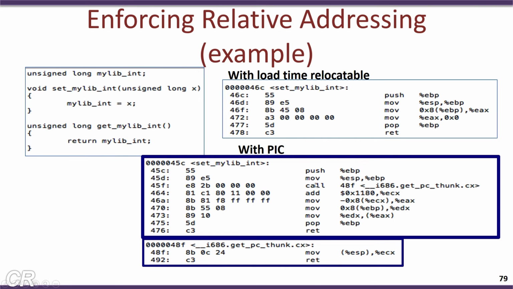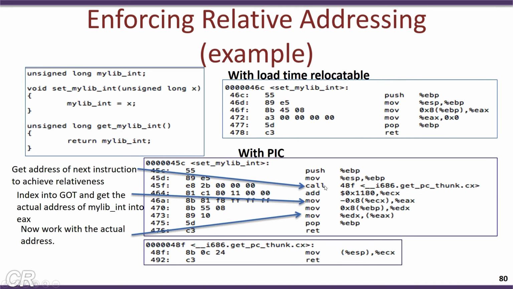What we see is that additionally there is a call to some function called i686 get pc thunk, and additionally there are certain other changes as well. So, let us look at more details. First, we see the call instruction, which is a call to this particular function over here, which stores the contents of the stack pointer into the ECX register and then returns.